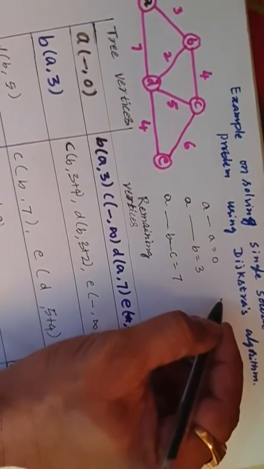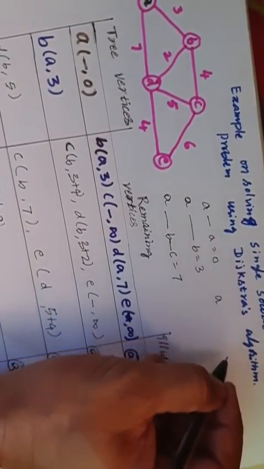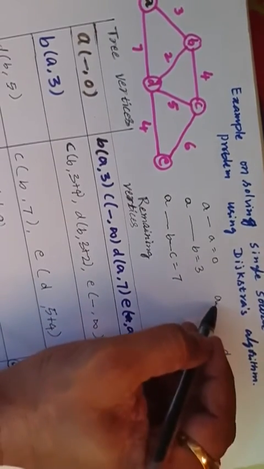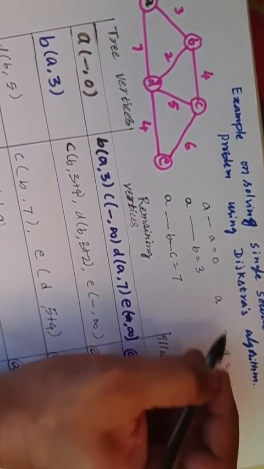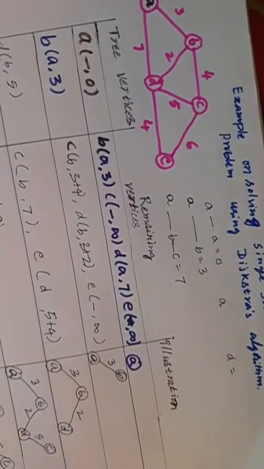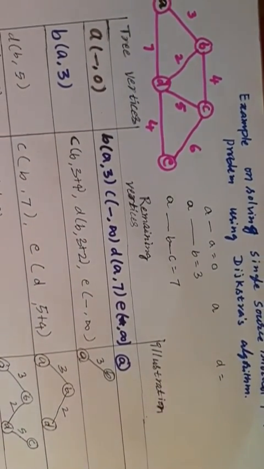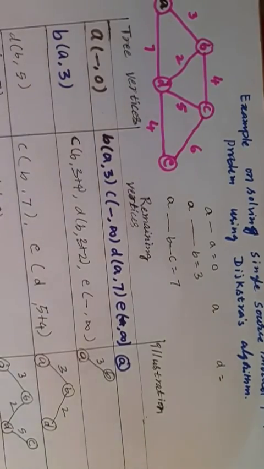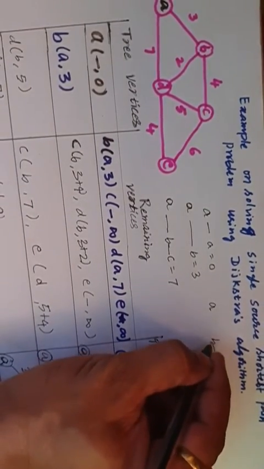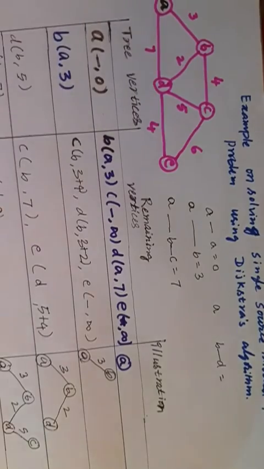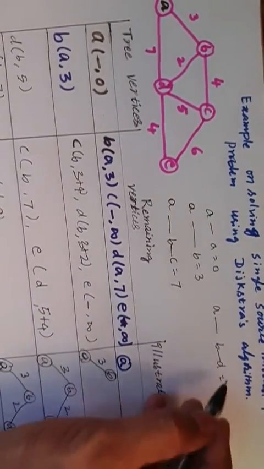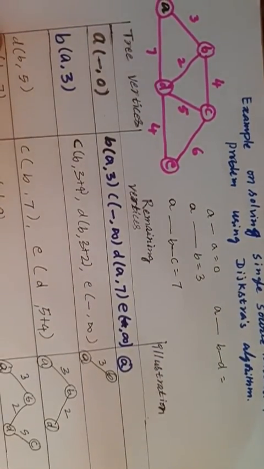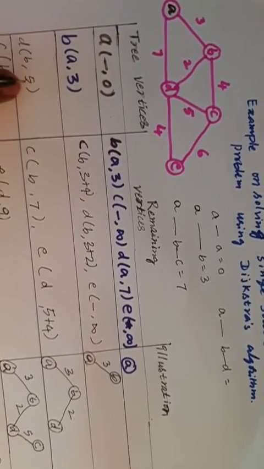Okay, now find the path and cost from A to D. Write source A, destination is D. Leave some space here to fill the intermediate vertices. Now go to the row where D is selected. D is coming from B, and B is coming from A. What is its cost? You observe here, D cost is 5.